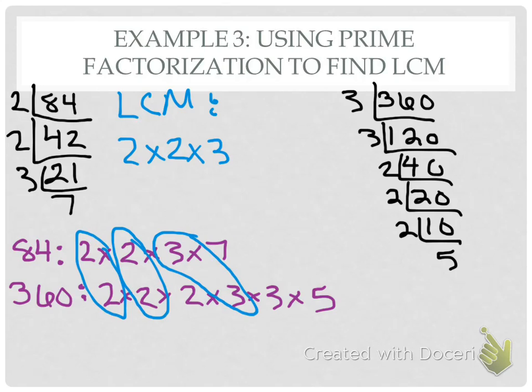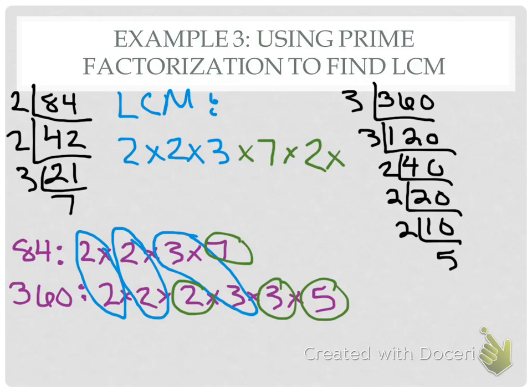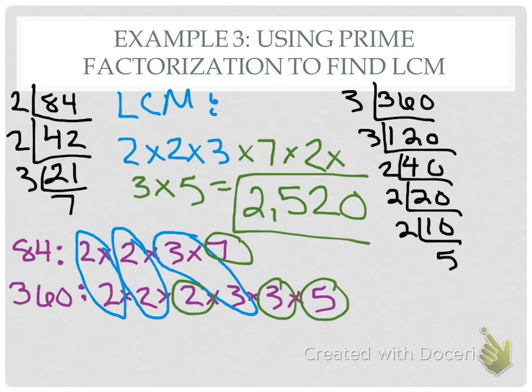But for LCM, we have to include the numbers that are left over. We have a 7, a 2, a 3, and a 5. And so now we're going to multiply those in as well. Times 7, times 2, times 3, times 5. In your calculators, what number do you end up with? Jessica? 2,520. And that is your LCM.